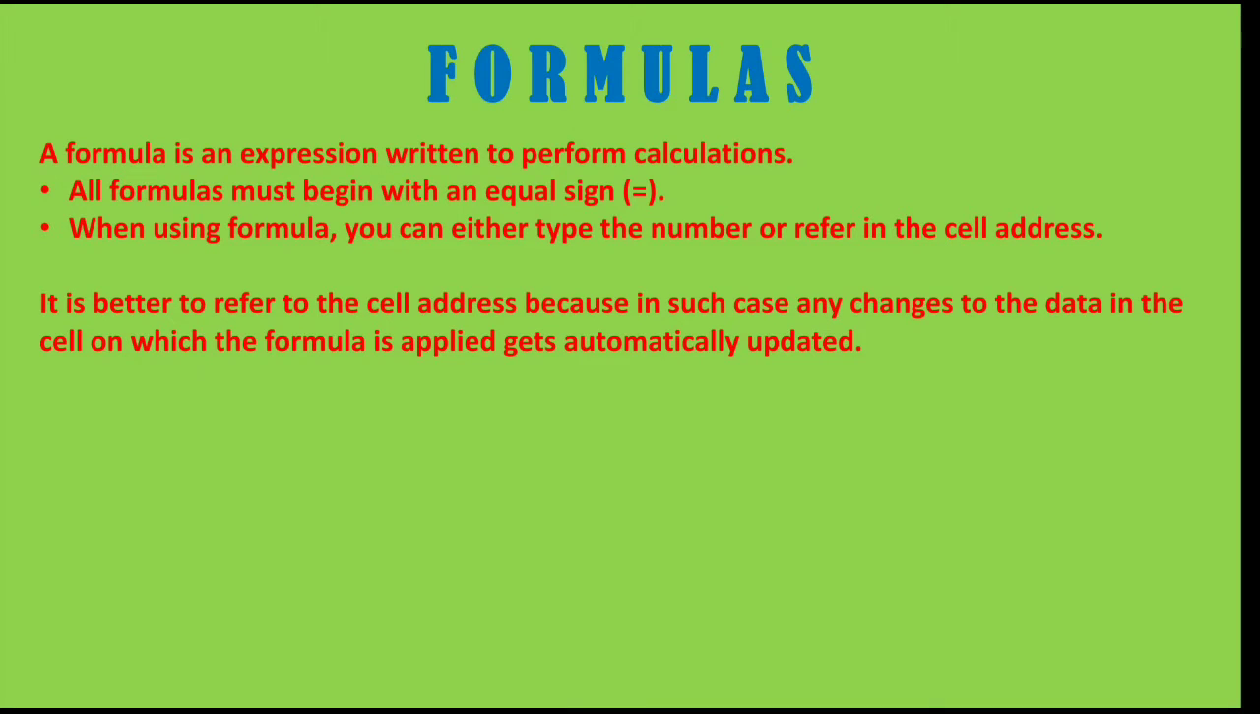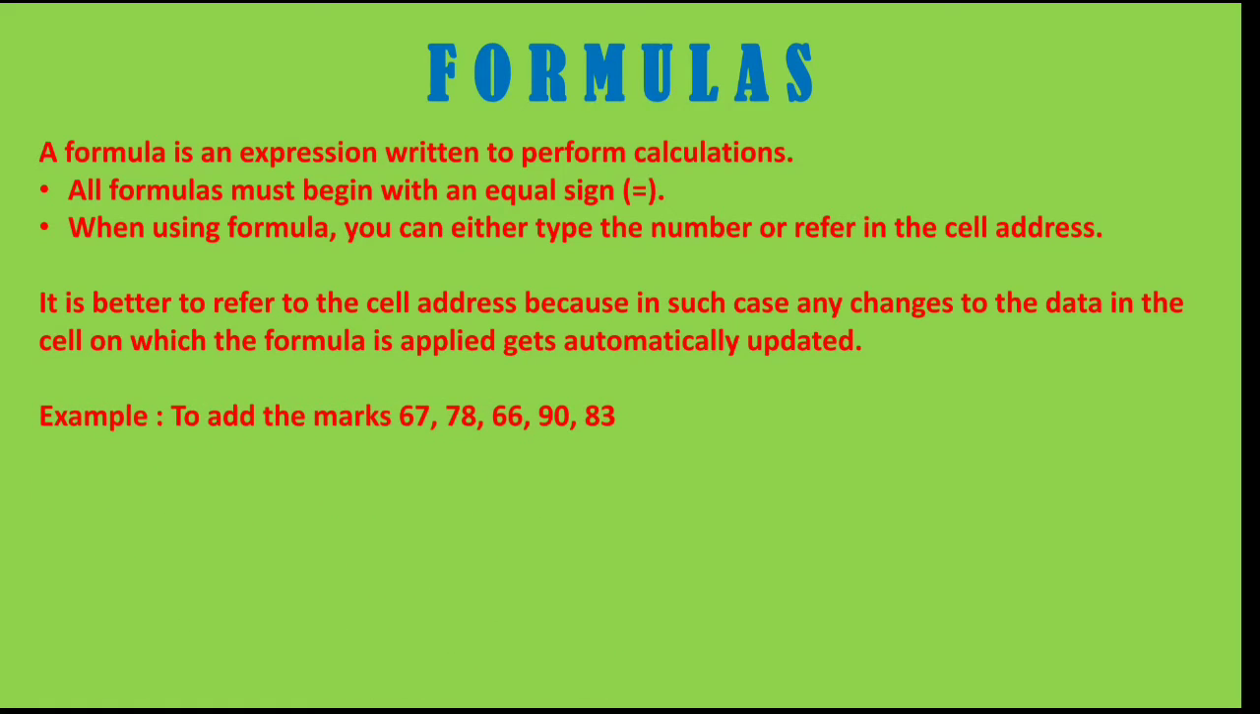So why? Because suppose I have written, say, right now 50, and later on I thought the entry that I've done is wrong, it should not be 50, it should be 80. So I'll edit it, I'll change 50 to 80. When I do that, if it is written by referring to the cell, then automatically the output also will be updated. So that is the main purpose of writing the cell address instead of writing directly the numbers.